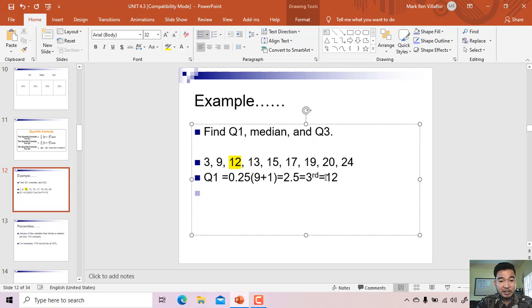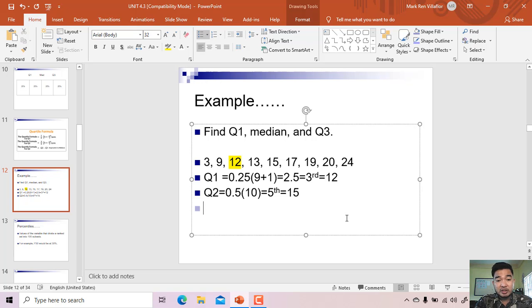And then we solve for the median, that's Q2 or second quartile. Pag second quartile, that's 2 over 4. What is 2 over 4? That's 0.5 times n plus 1. So definitely that's 10 already kasi 9 plus 1, yon equals 5. So fifth. Yung pang fifth, that is our median. Bilangin mo lang 1, 2, 3, 4, 5 which is equal to 15. Ibig sabihin, yung second quartile natin ay pang 5 at ang pang 5 score ay 15.